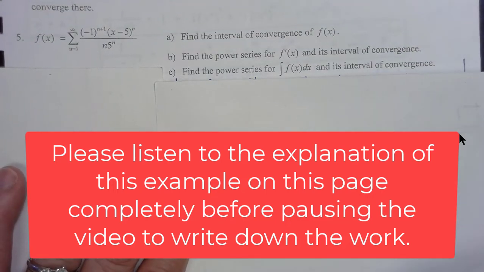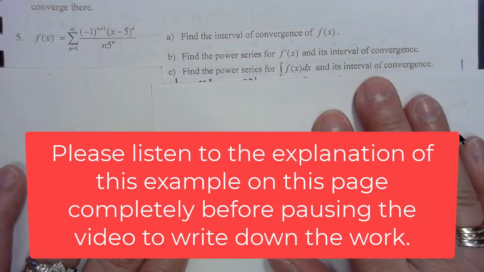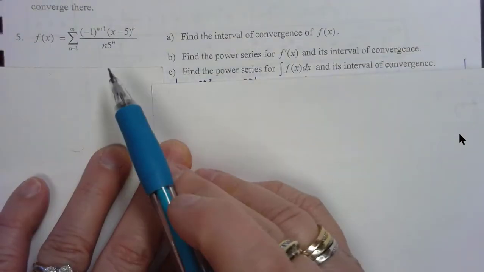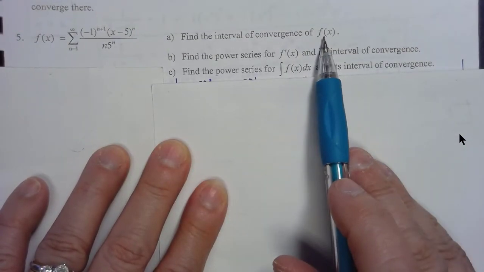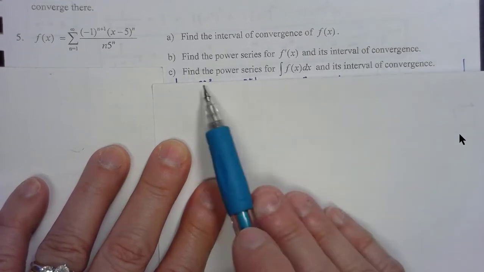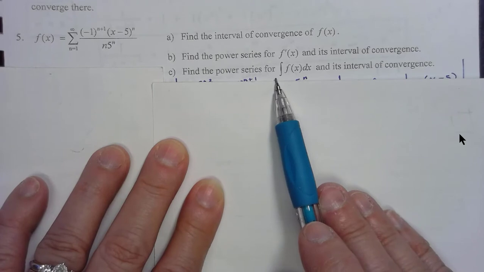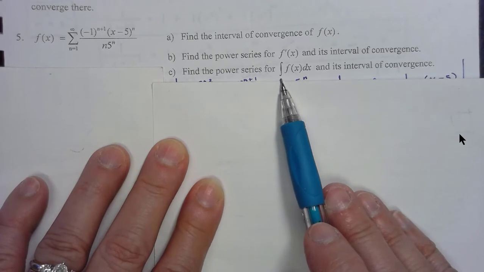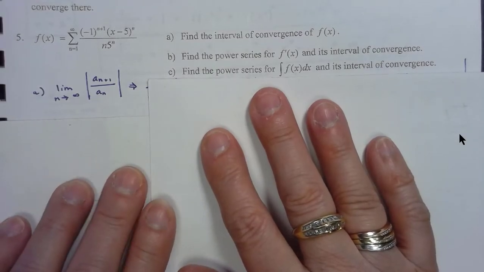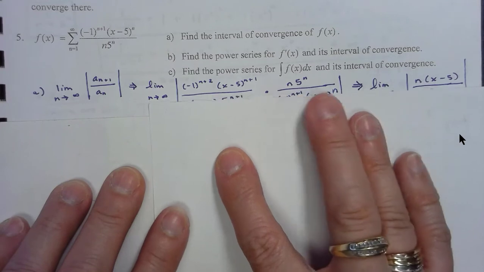Again, let me explain the whole thing. I do run out of room on this page and carry it over to the back of the previous page. So again, let me explain the whole thing, and then you'll have an opportunity to write down the example. Here we have, find the interval of convergence for f, find the power series for f prime and its interval of convergence, find the power series for the antiderivative of f of x and its interval of convergence. So again, we are going to take the limit as n goes to infinity of the n plus 1th term over the nth term.